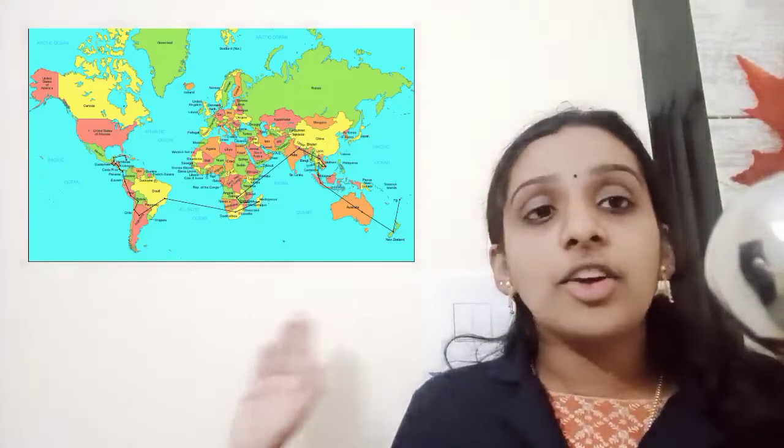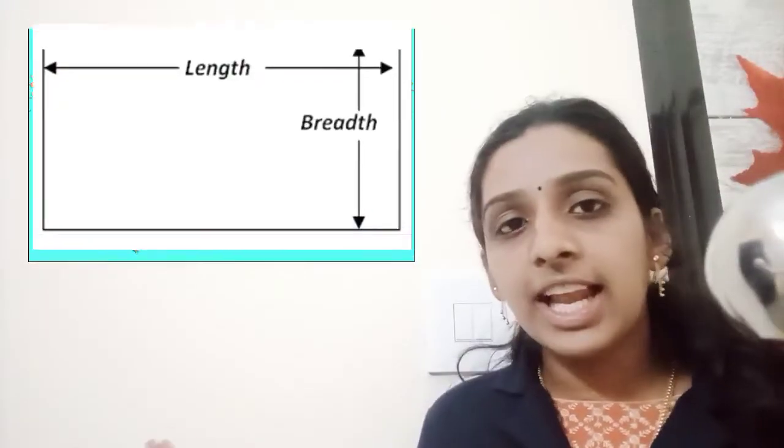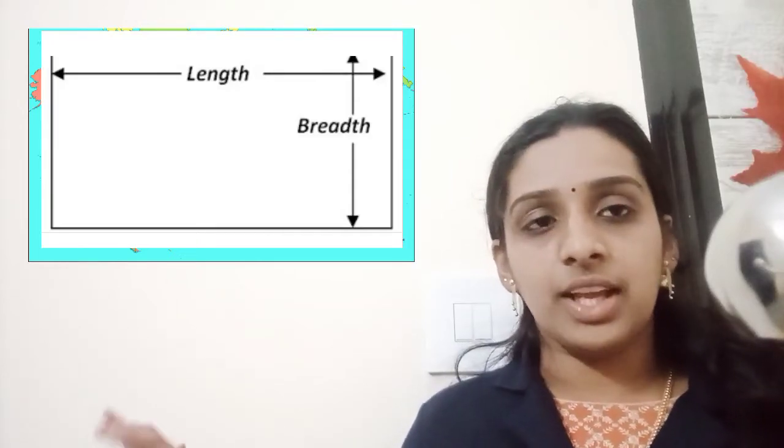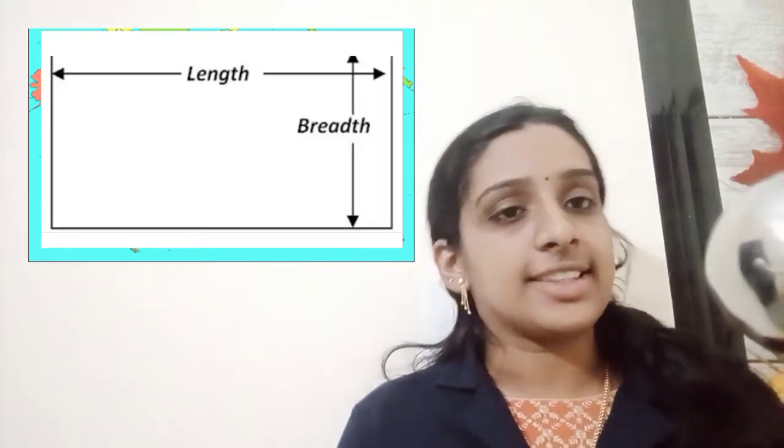Then what is a map? Here is the map. We can call this a two-dimensional rectangular shape. This is two-dimensional, that means it only has length and breadth. And what is the shape of a map? Rectangular shape. And here in the map also you can see the places on our earth. So that's all about maps and globes.